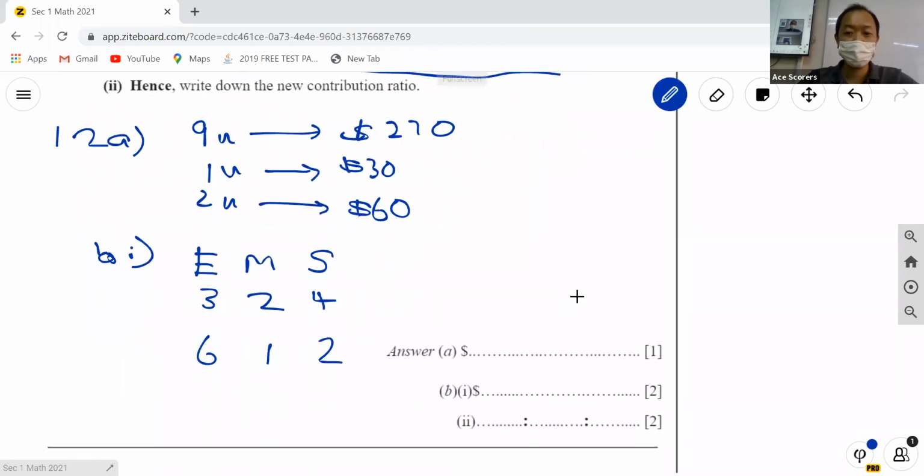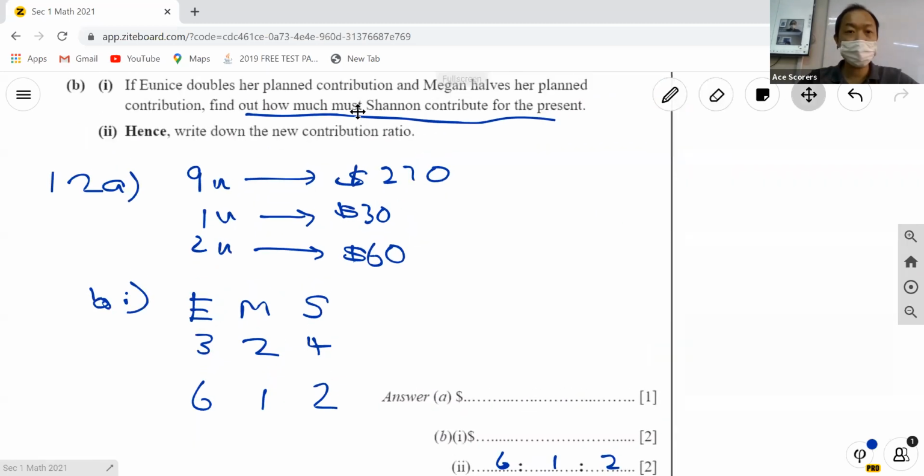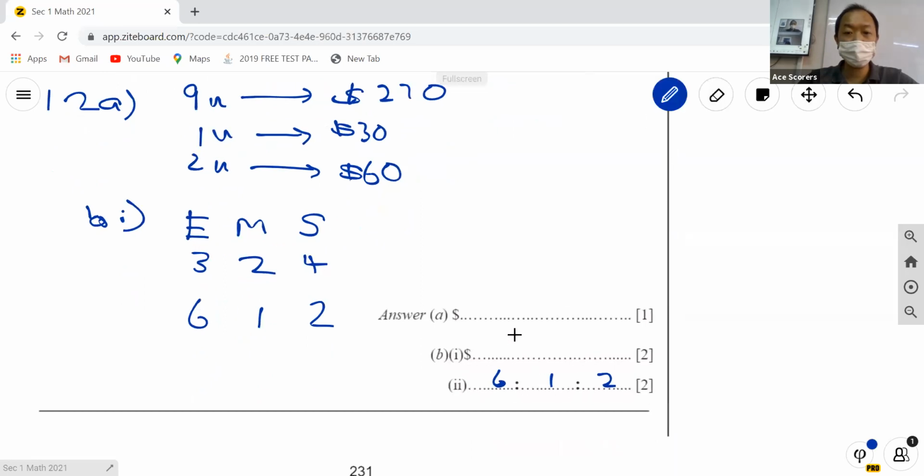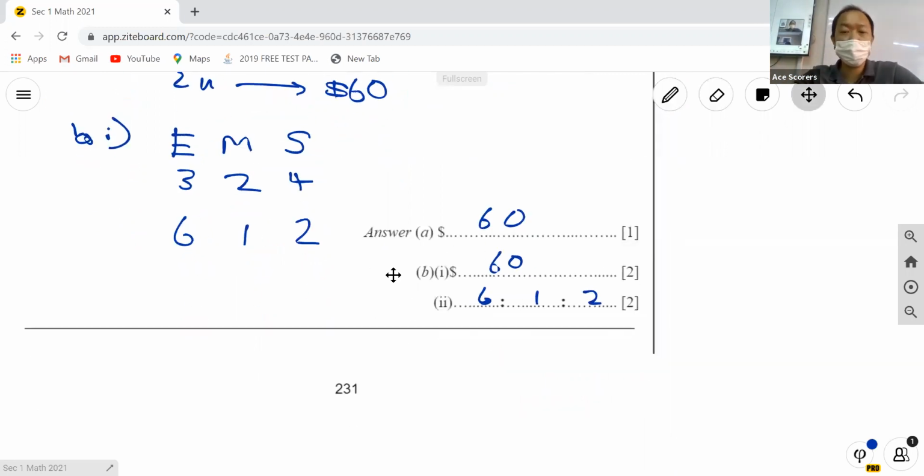Wait, so what is the new ratio? 6 to 1 to 2. How much must Shannon contribute? 60. Then this is also 60. That's it. It's pretty easy, this ratio kind of question. Next.